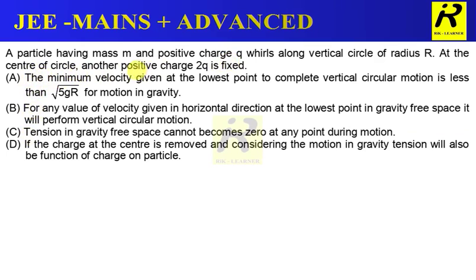Option A: The minimum velocity given at the lowest point to complete vertical circular motion is less than root 5gr for motion in gravity. Option B: For any value of velocity given in horizontal direction at the lowest point in gravity free space, it will perform vertical circular motion. Option C: Tension in gravity free space cannot become zero at any point during motion. And option D: If the charge at the center is removed and considering the motion in gravity, tension will also be a function of charge on the particle.